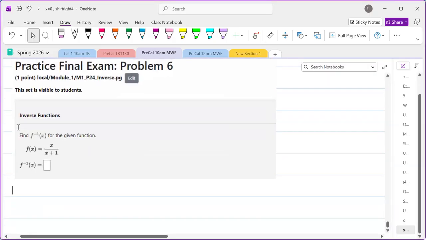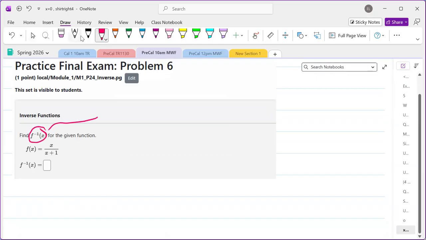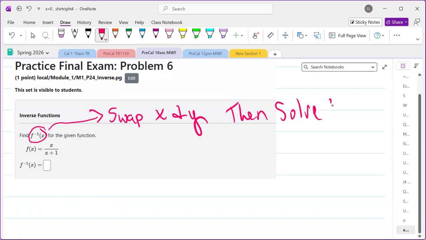So finding the inverse of a function. When they explicitly ask you to find the inverse, this is where we would swap x and y and then solve for y. The algebra on them is weird, but you are going to use these algebra skills in calculus. That's why I kept pointing out that it was on the test and why it's on the final.